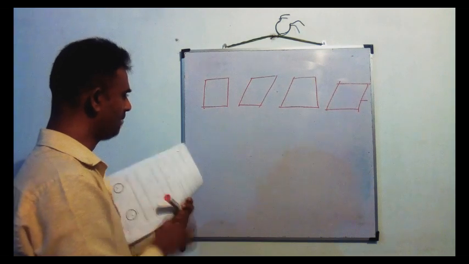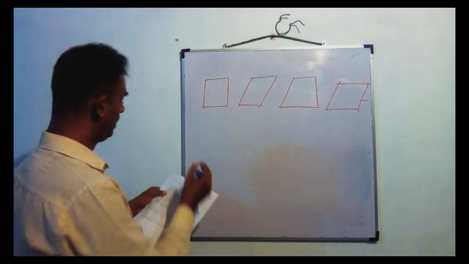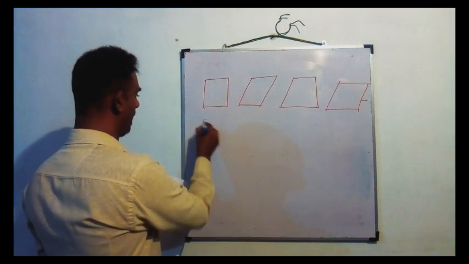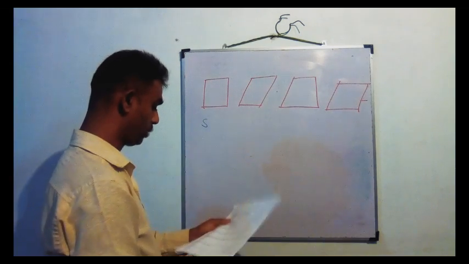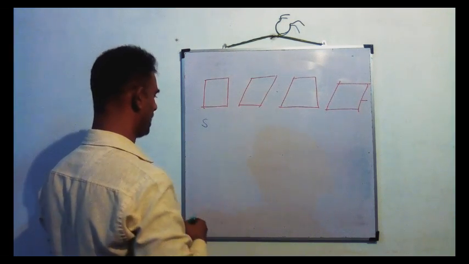Shall we write the names? Therefore we can write. This one is square. We call that square. This one is square.